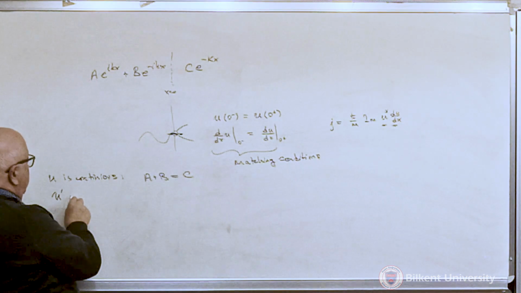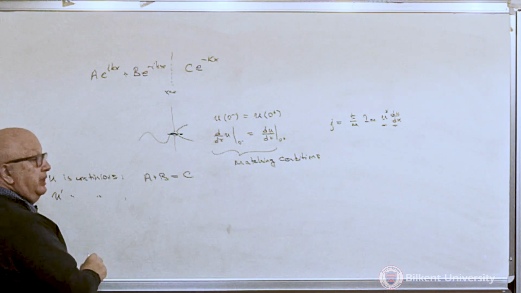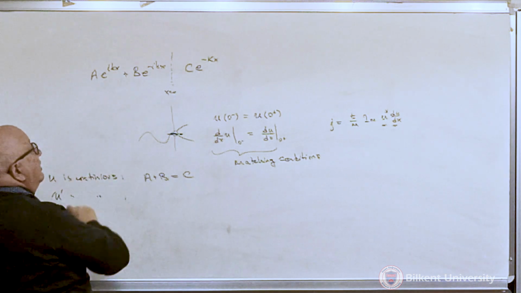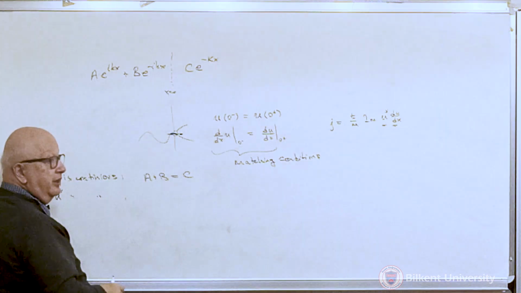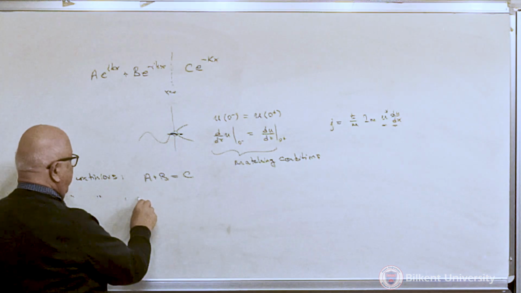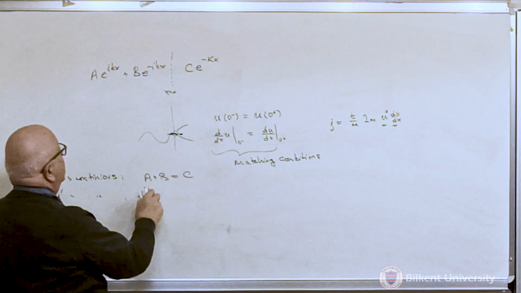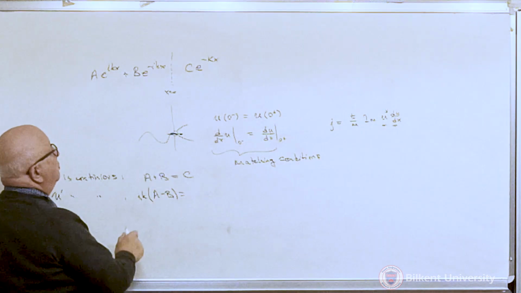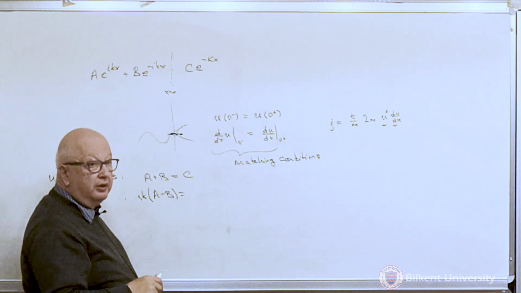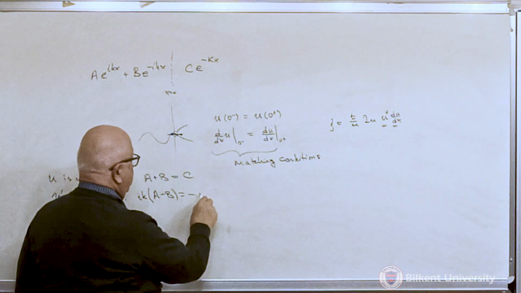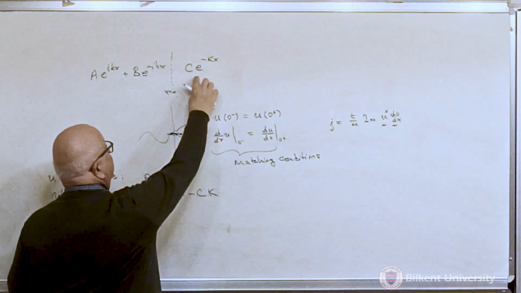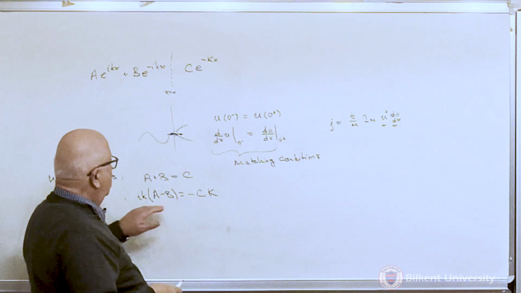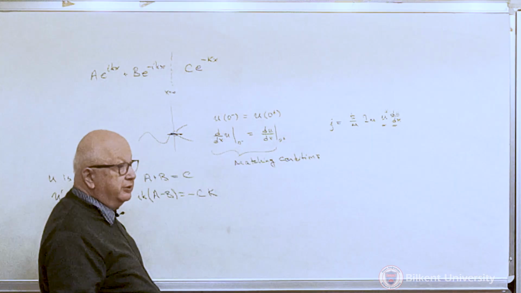Okay, u prime is continuous, which means the derivative of this with respect to x brings down an ik. This will also bring down an ik, but with a minus sign. So let me factor that out: ik times (a minus b) is equal to, what do I have on the right-hand side? Minus ck, because differentiation with respect to x brings down a minus k. Then I have to put x equal to 0.